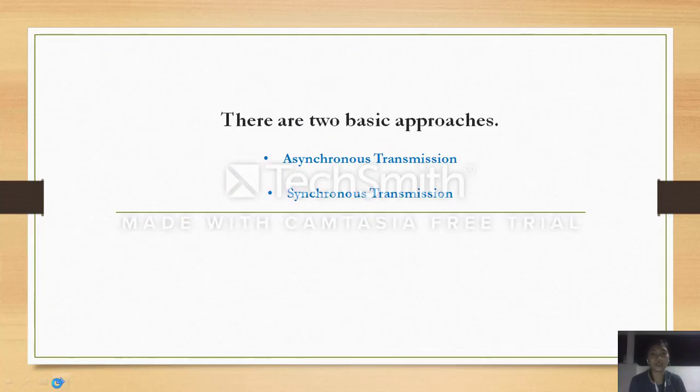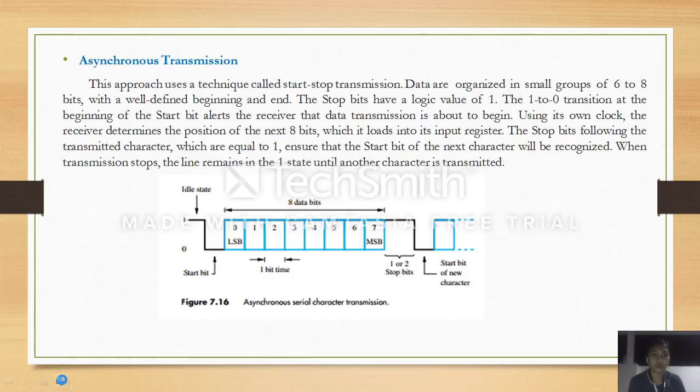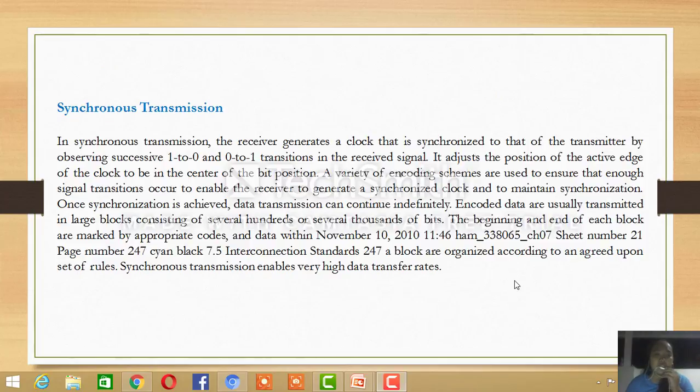There are two basic approaches: asynchronous transmission and synchronous transmission. Synchronous transmission. In a synchronous transmission, the receiver generates a clock that is synchronized to that of the transmitter by observing successive 1 to 0 and 0 to 1 transitions in the received signal. It adjusts the positions of the active edge of the clock to be in the center of the bit position.